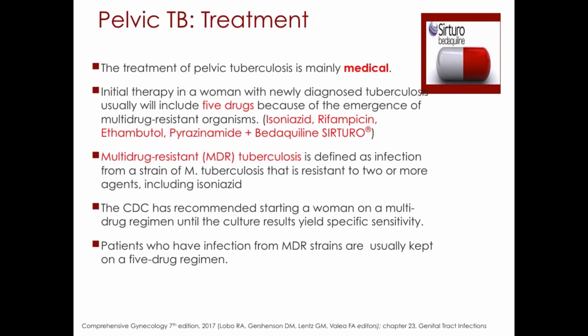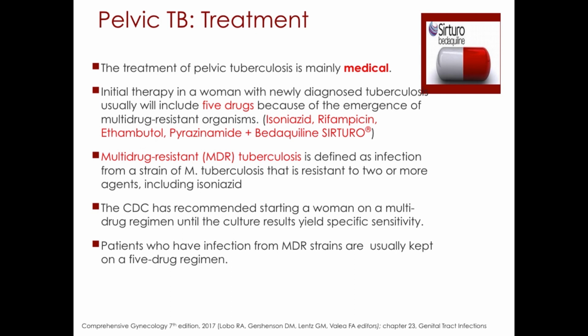How do we treat pelvic TB? The treatment of pelvic tuberculosis is mainly medical. Initial therapy in a woman with newly diagnosed tuberculosis usually will include 5 drugs because of the emergence of multi-drug resistant organisms, and this will include isoniazid, rifampicin, ethambutol, pyrazinamide, and bedaquiline.